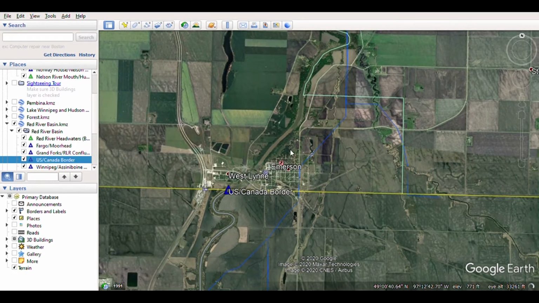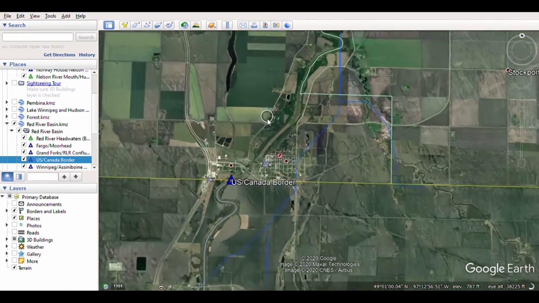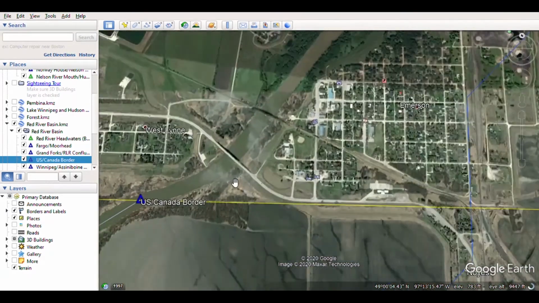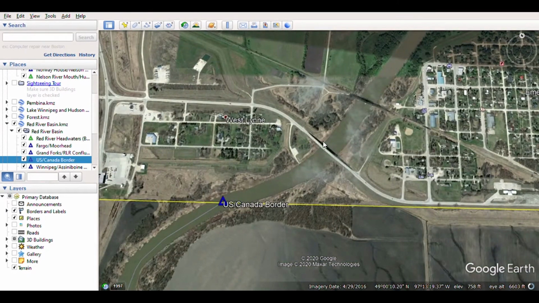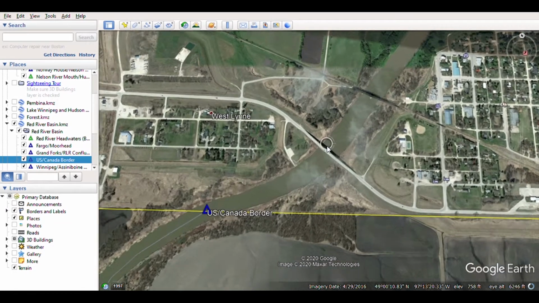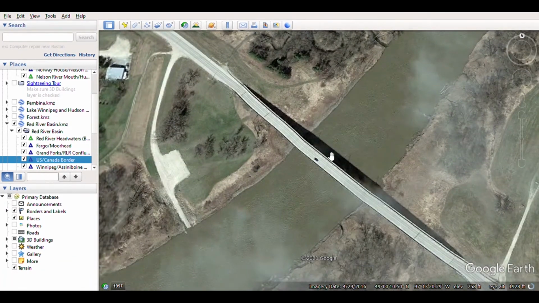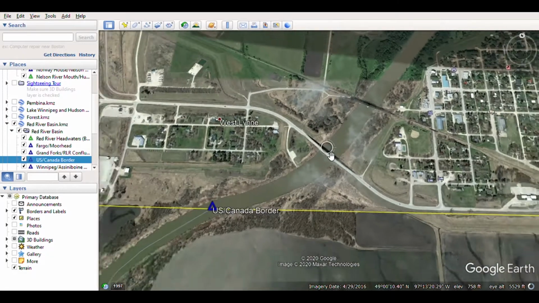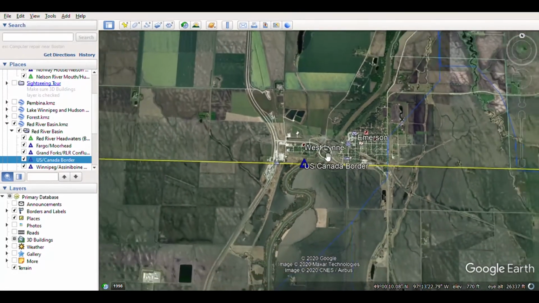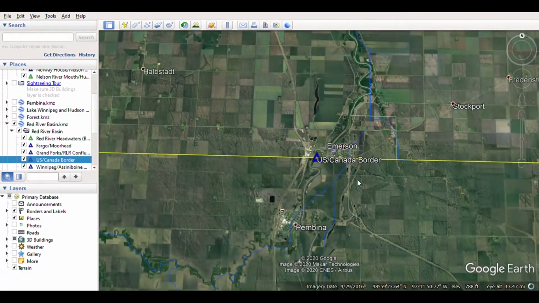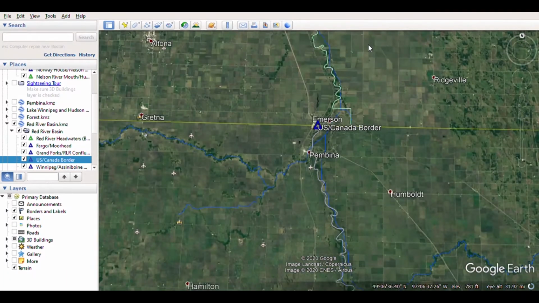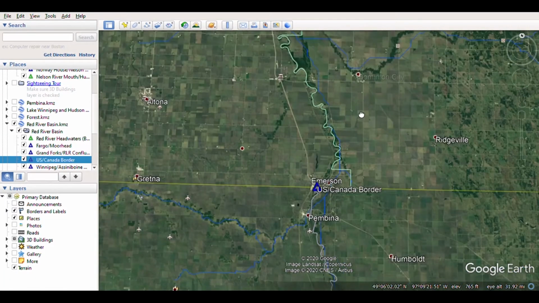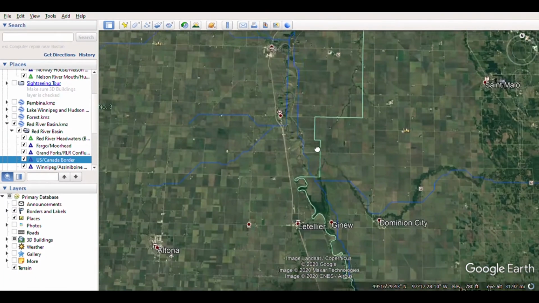It just keeps flowing. If we zoom in close enough, this is the bridge we sample from in normal times, and that is our last sample site that we collect water from on the Red River. Again, the Red River knows no political boundaries, keeps flowing through Canada, making its way north.